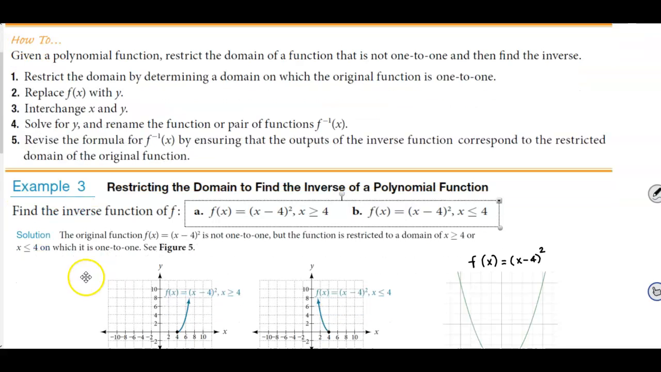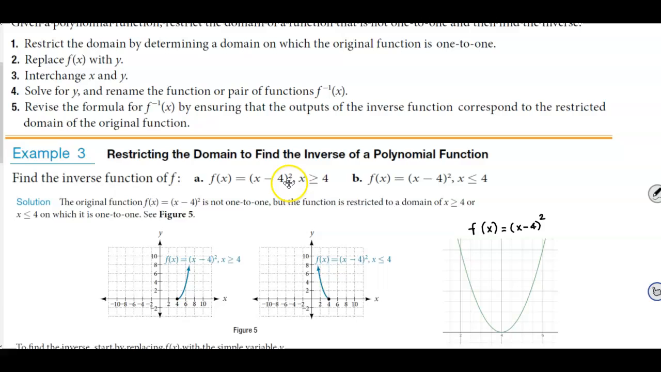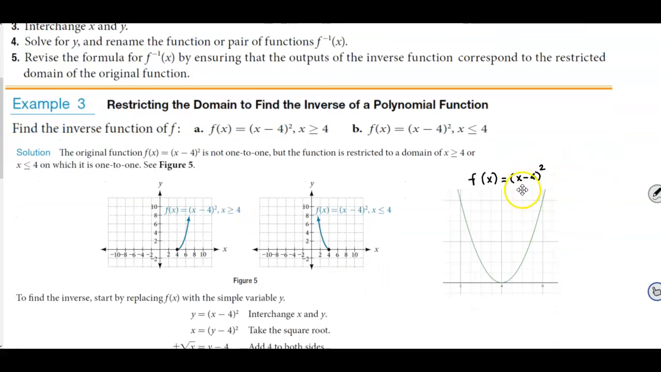So for example number 3, we want to be able to find the inverse function of f, and that function of f is going to be in 2 parts. But the original function f of x equals x minus 4 squared is not a one-to-one function. If you look over here to the far right, this is the graph of f of x, which is equal to x minus 4 squared. If you take a look at the function right now, it doesn't pass the horizontal line test, which means currently it's not one-to-one. So we have to restrict the domain.